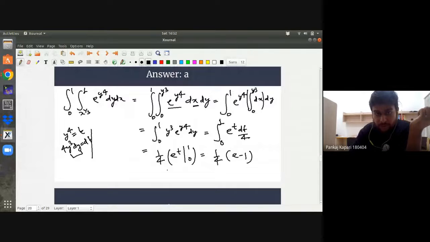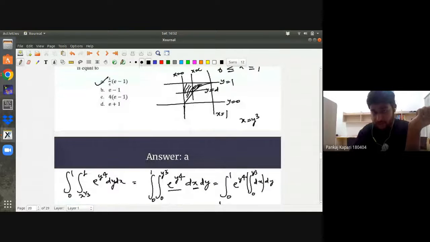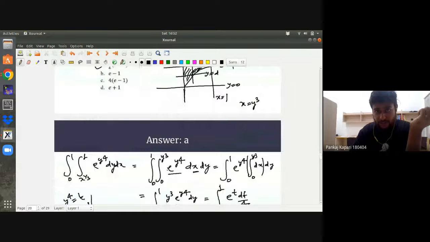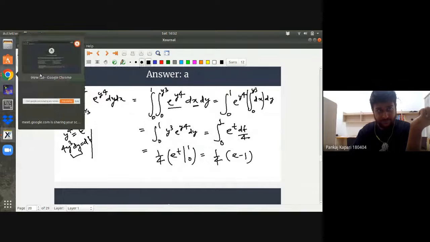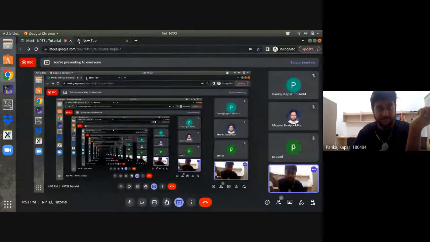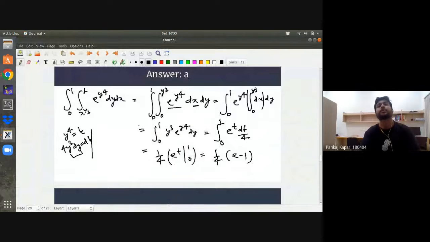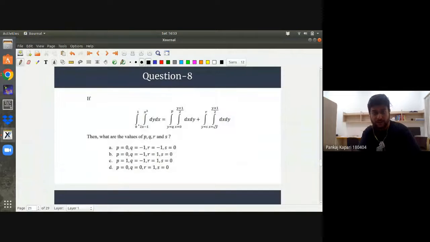Okay, so any questions regarding this problem, with the calculation of the integral or with the determination of the domain of the integral? If there are any questions, I can answer that. Okay, so if there are no other questions, let's move to the next problem.